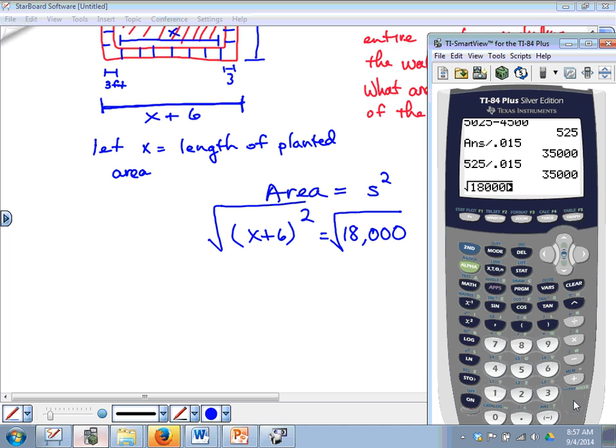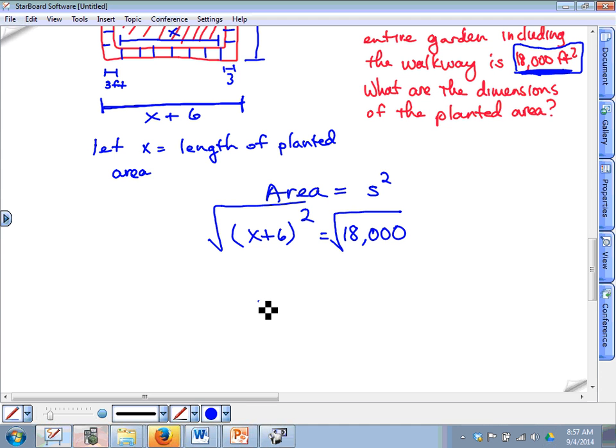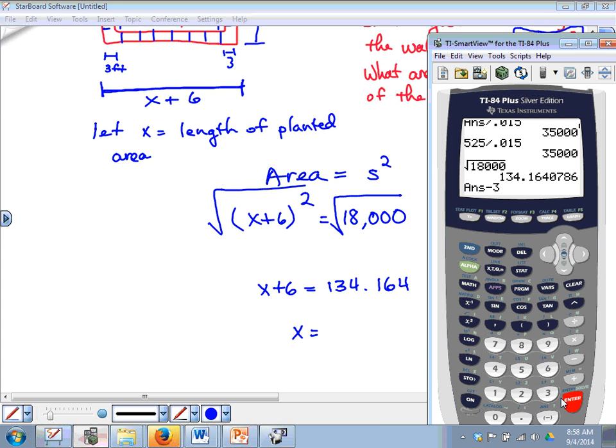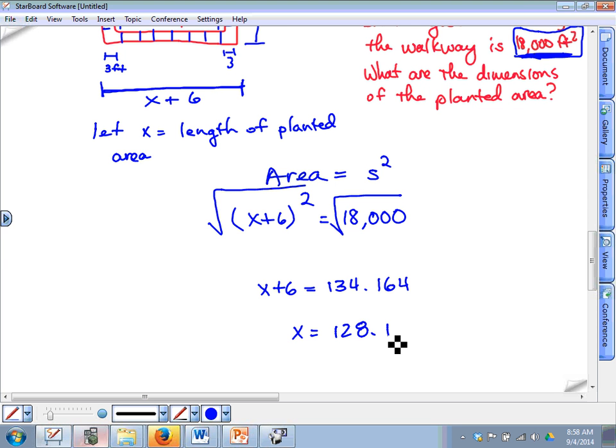Square root of 18,000. Let's use 3 decimal places to be a little more exact. So X plus 6 equals 134.164. And subtract 6. I want to subtract 3. What am I doing? Six. 128.164 feet.